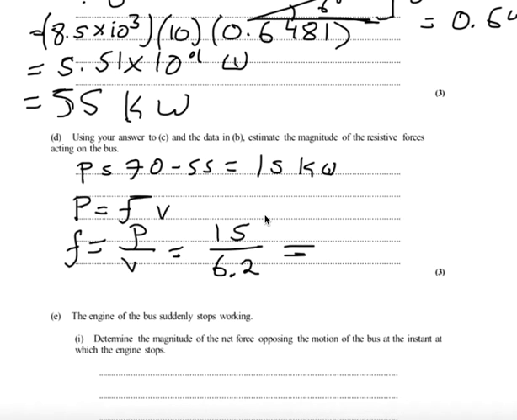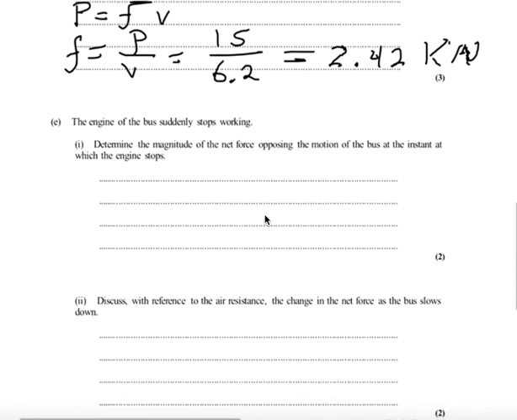And that gives us 2.42, not newtons, kilonewtons. Kilonewtons because we had kilowatts, 15 kilowatts. Oh man, my pen is not enjoying what's going on. Okay, 2.42 kilonewtons. All right, we're getting there.